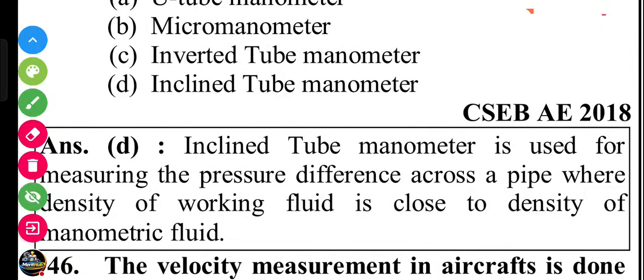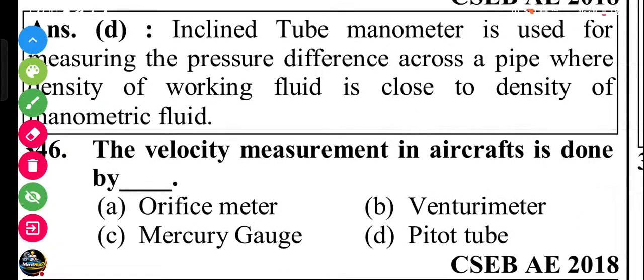Inclined. The inclined tube manometer is used for measuring this. Oh yes, this is for small pressure differences, so the magnification is required. The sensitivity of the inclined tube manometer is the best. The inclined tube manometer is used for measuring the pressure difference across a pipe where the density of the working fluid is close to the density of the manometric fluid.